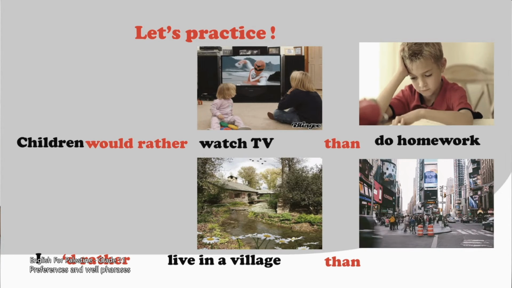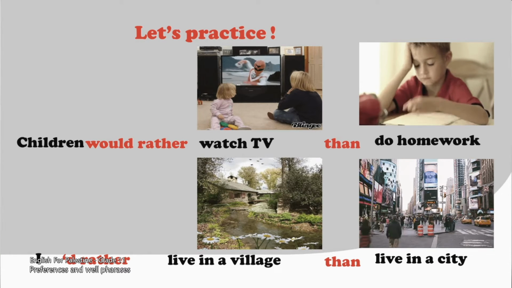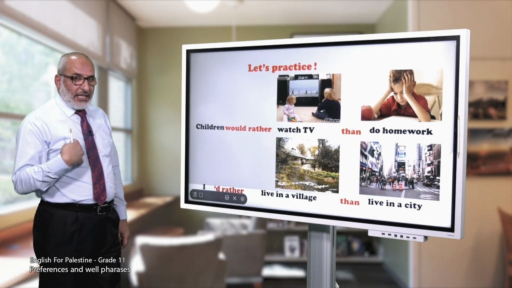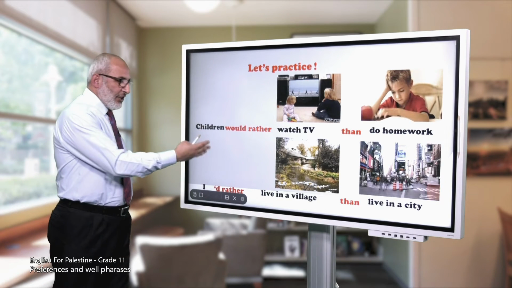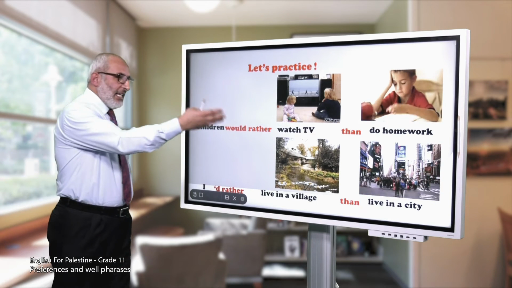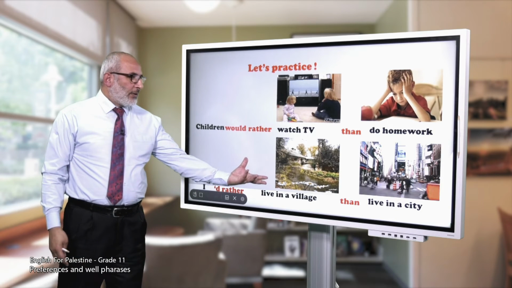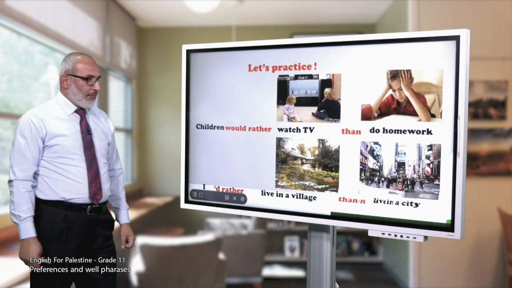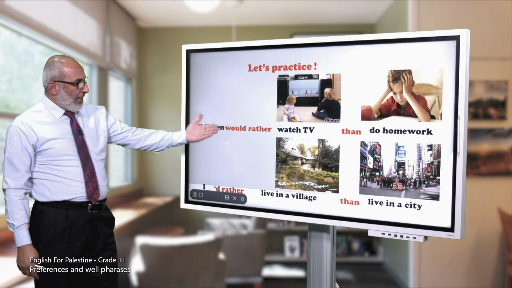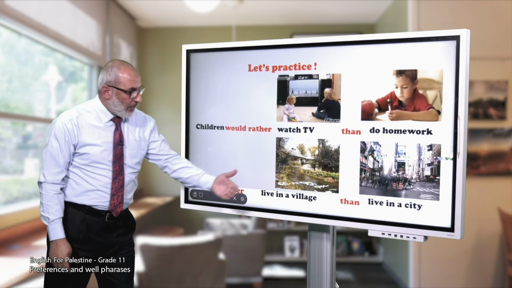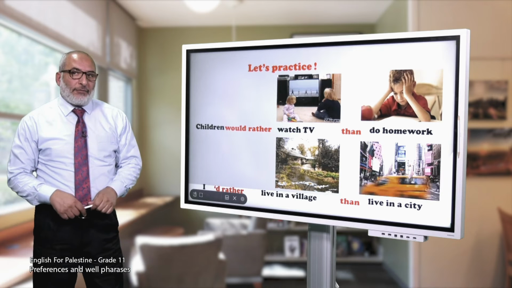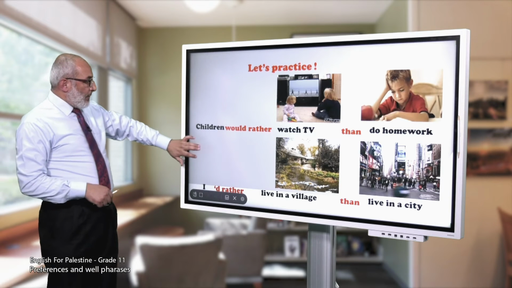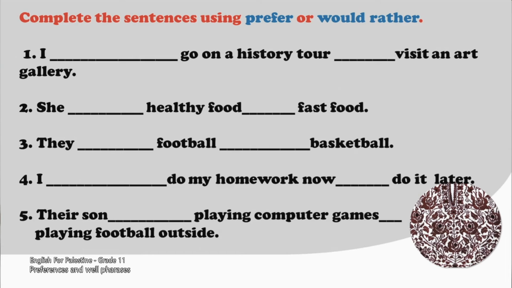Look at the picture. Than live in a city. I like living in a village more than living in a city. The village is wonderful, quiet, but the city is busy. Again, would rather plus the infinitive form of the verb plus than plus the infinitive form of the verb. So here we have three structures. Again, I'd like to remind you all of these structures.